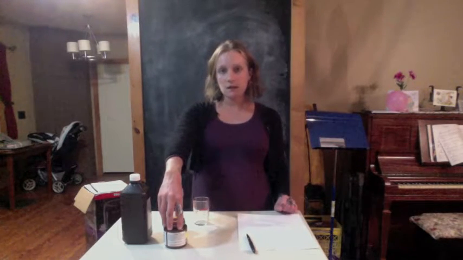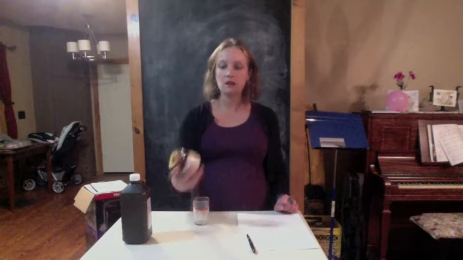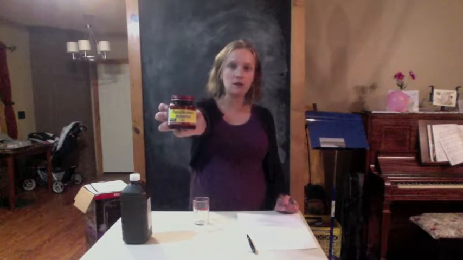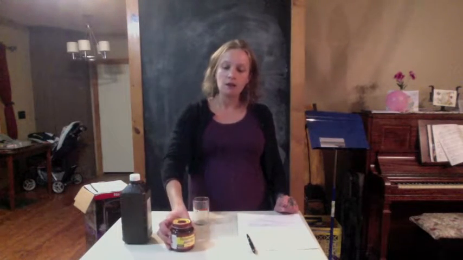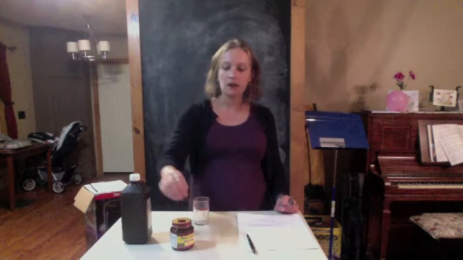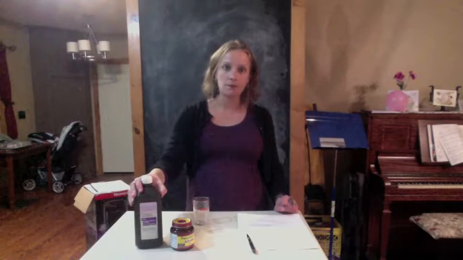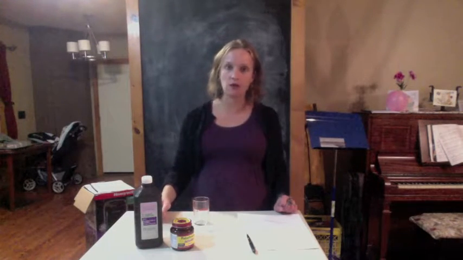So yeast is the example we're going to use. Yeast you can buy at the grocery store. This is just Fleischmann's original active dry yeast that I have here. This is going to be our catalyst, and yeast can be used to break down hydrogen peroxide. And that's the experiment we're going to do.